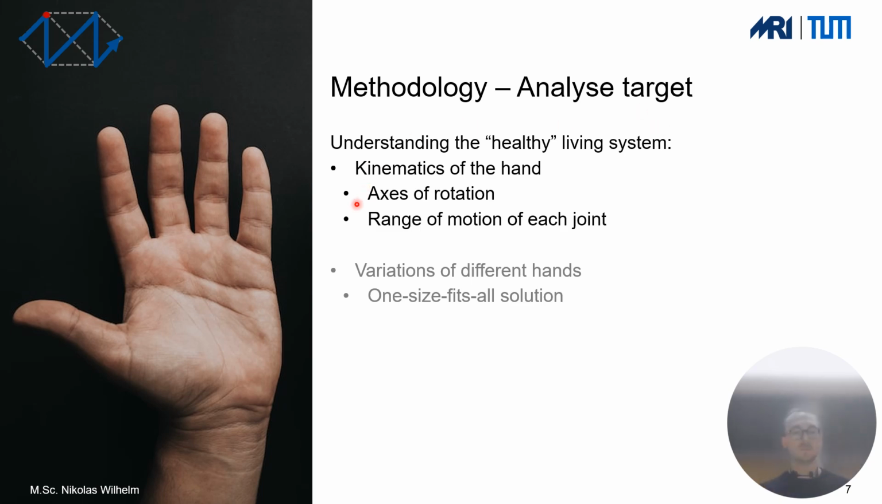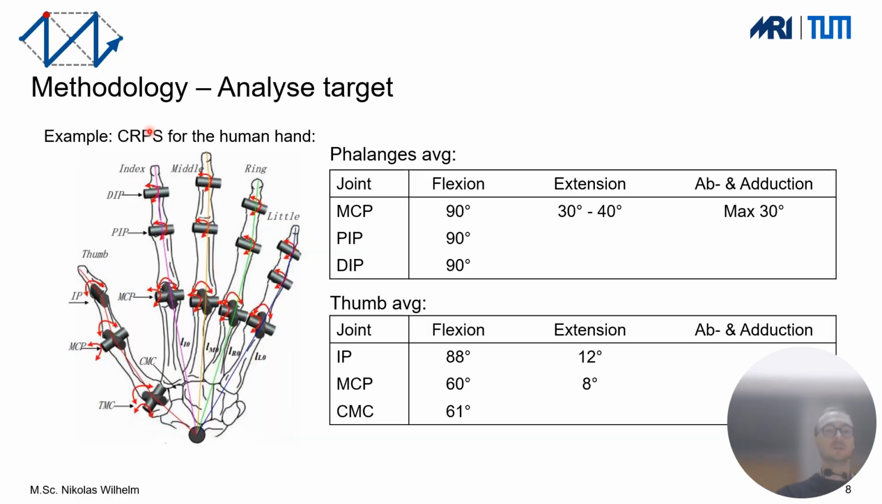So as an example, we should be able to define the kinematics, axis of rotation, what is all affected, and for example, also the range of motion of each of the finger joints, if we want to design something that can then actually be used to help that patient. So as an example here, you can see the respective flexion, extension, or abduction angle of that human hand. That is all part of this analysis target process.